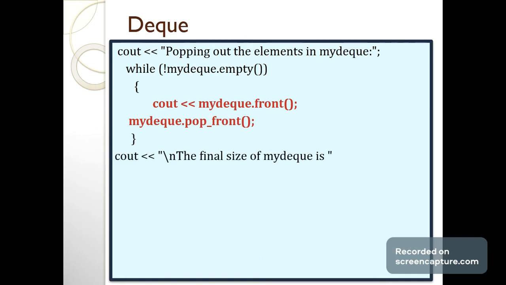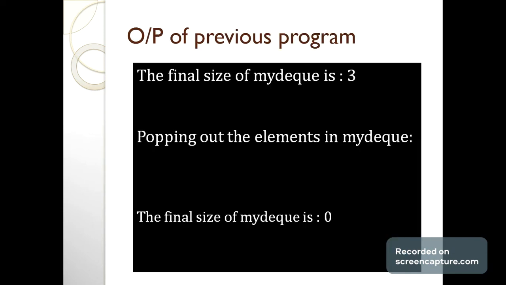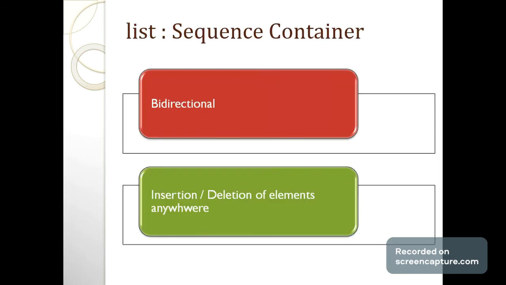If you observe the final size of the deque, after this the deque size will be 0. So if you observe the output of the program, it gives first the size as 3, then I'm popping out the elements in my deque, and the final size of my deque will be 0. So this is about the deque, how it goes.